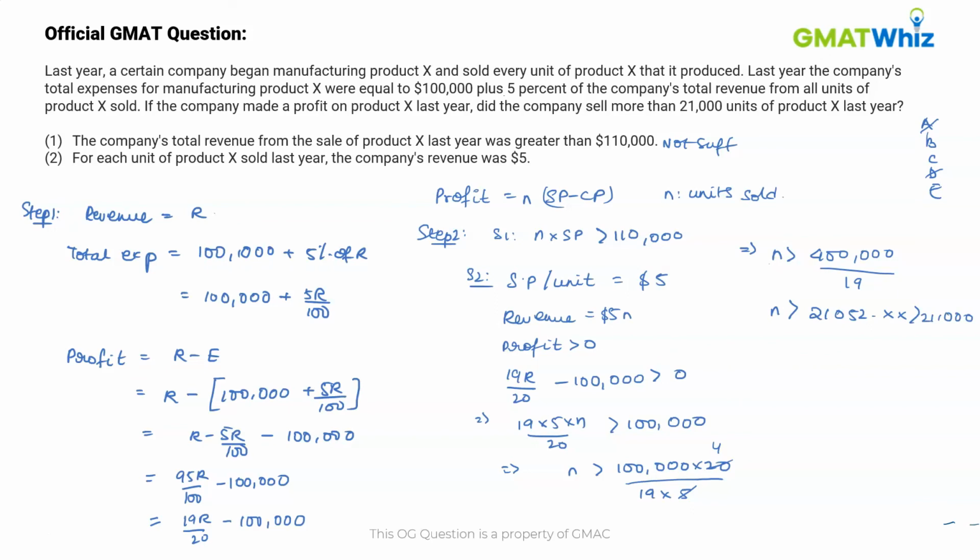Hence, from statement 2, we can answer the question with a definite yes that the company did sell more than 21,000 units of product X last year. So statement 2 is sufficient, and thus the correct answer is option B.